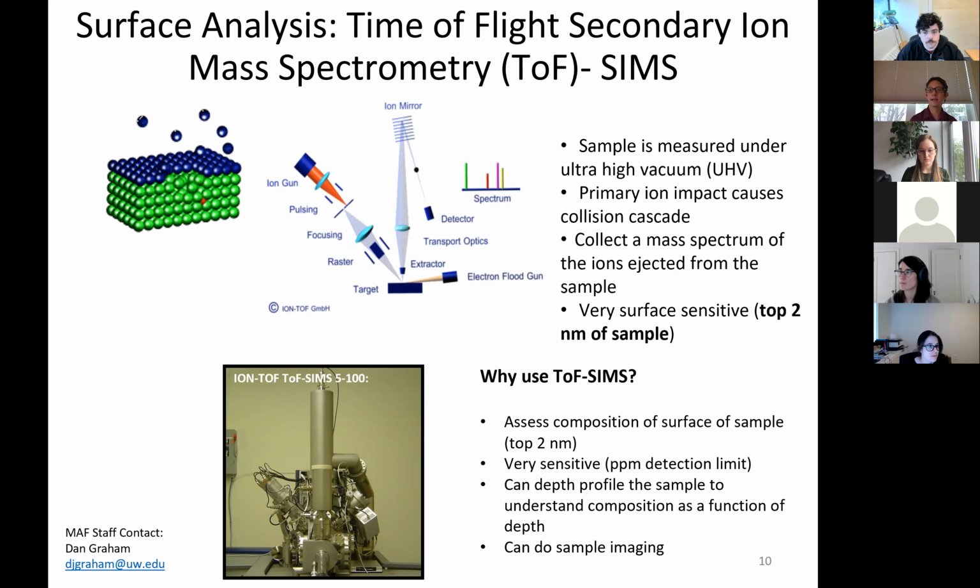You can get between 1 and 10 microns of resolution, and you can actually etch away the surface. So you can actually look at depth profiling of the sample as well, to look at what molecules may be further and further down in the sample.